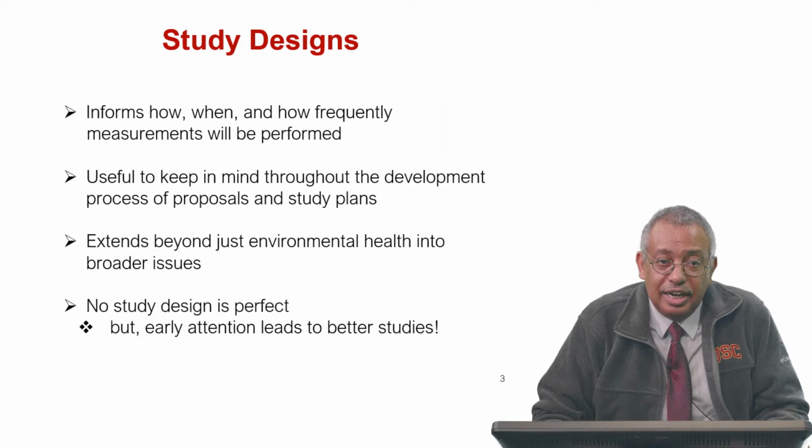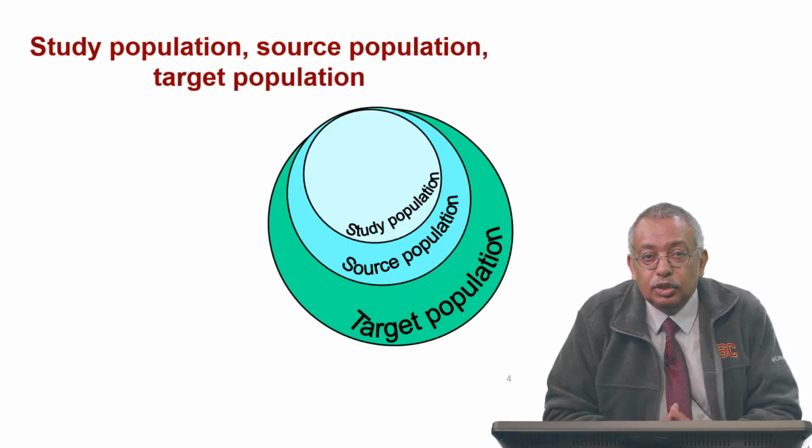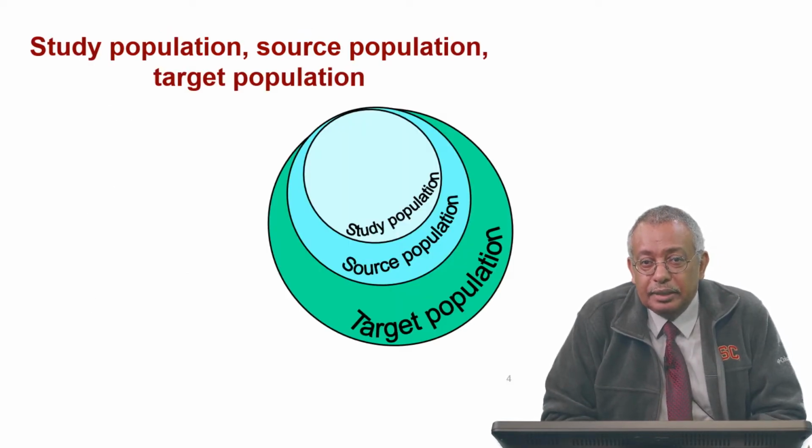Of course, we have to realize that no study design is perfect, but giving early attention could lead to better studies. So it's very important that biostatisticians are involved from the very beginning, and it's very important that there is a lot of interaction and understanding and consensus between the subject matter scientists and the biostatistics experts that are part of the team. So what do we mean by study design?